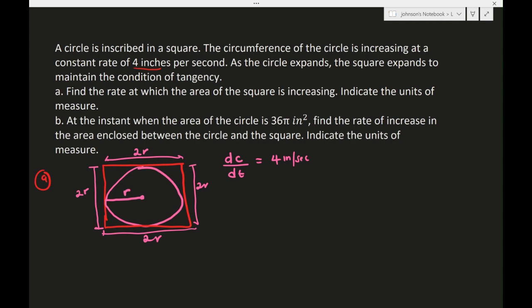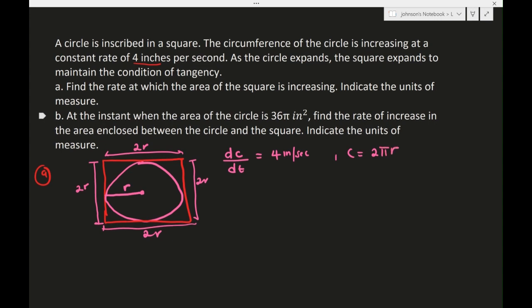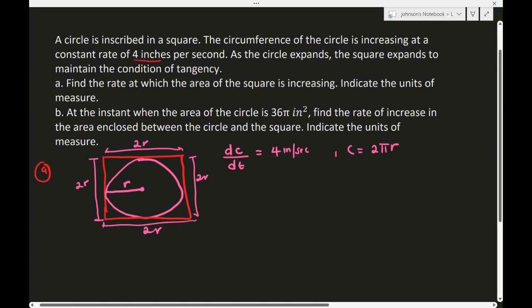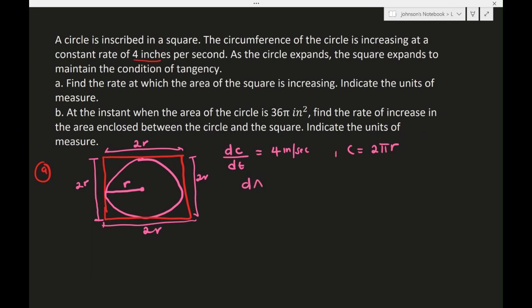Okay. We want to find the rate of change. Don't forget, we have a circumference. What is the formula for the circumference of a circle? It is 2 pi r. And the first question, A, is what? For A, we're looking for the rate of change of the area of the square. Find the rate at which the area of the square changes. So we are looking for dA/dt.